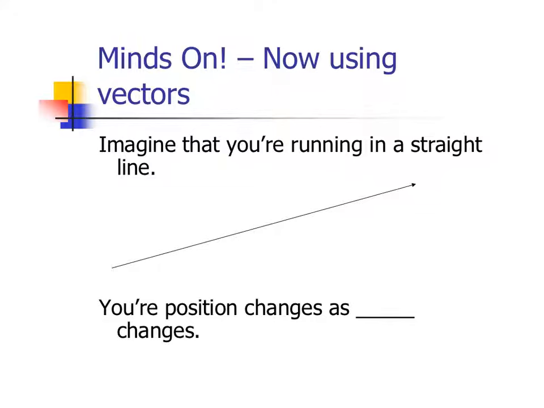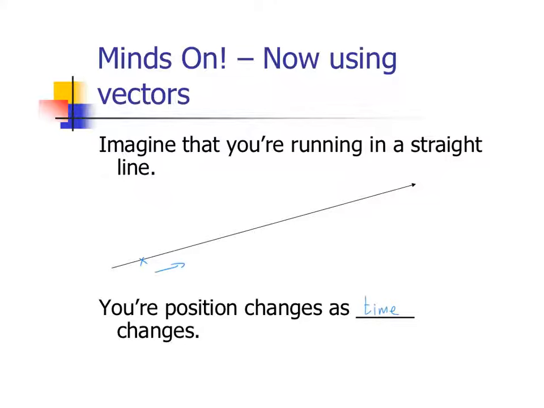What we're going to do now is, instead of slope and y-intercept, use vectors to describe the line. Let's think about this question. Imagine that you're running in a straight line. Let's say we start here, and we start running that way. Your position along that line changes as what changes? What we're looking for here is time. As time goes on, your position changes. So if we start somewhere and run for a particular length of time, we'll be able to get to anywhere else on that line.